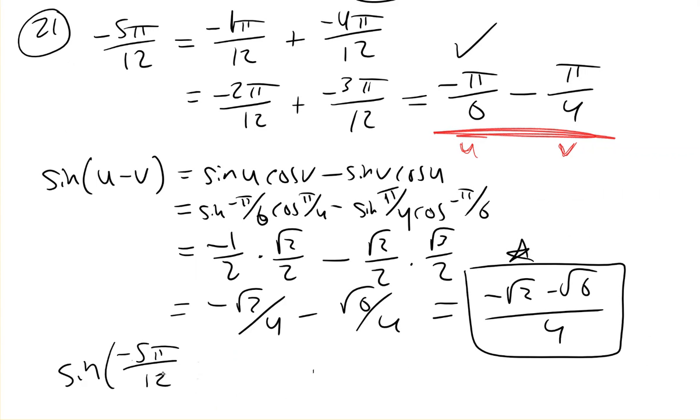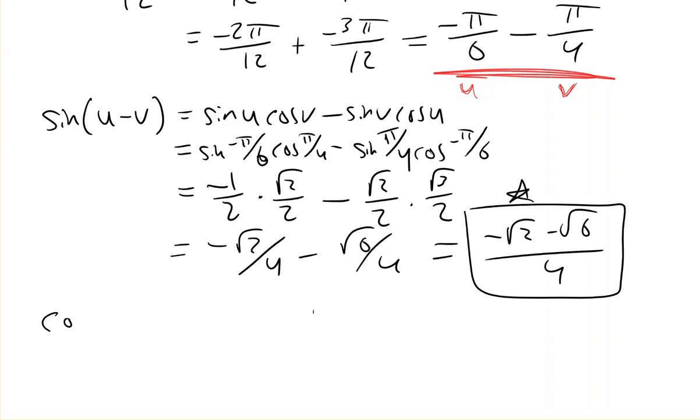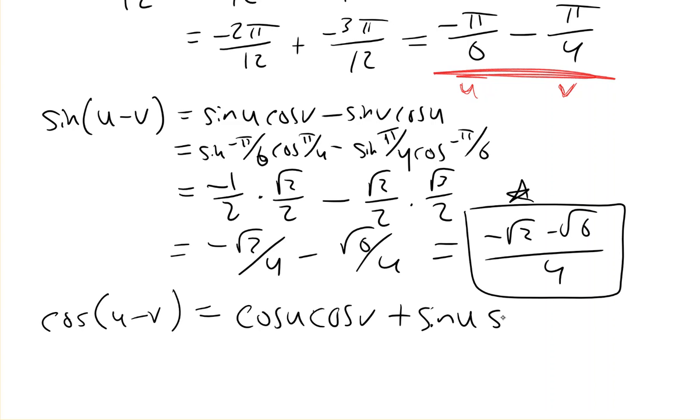Keep up with it. Okay, if we did the same thing with cosine, cosine just has a different formula. Cosine U cosine V plus sine U sine V. U is still U and V is still V. I'm still using these two from before.